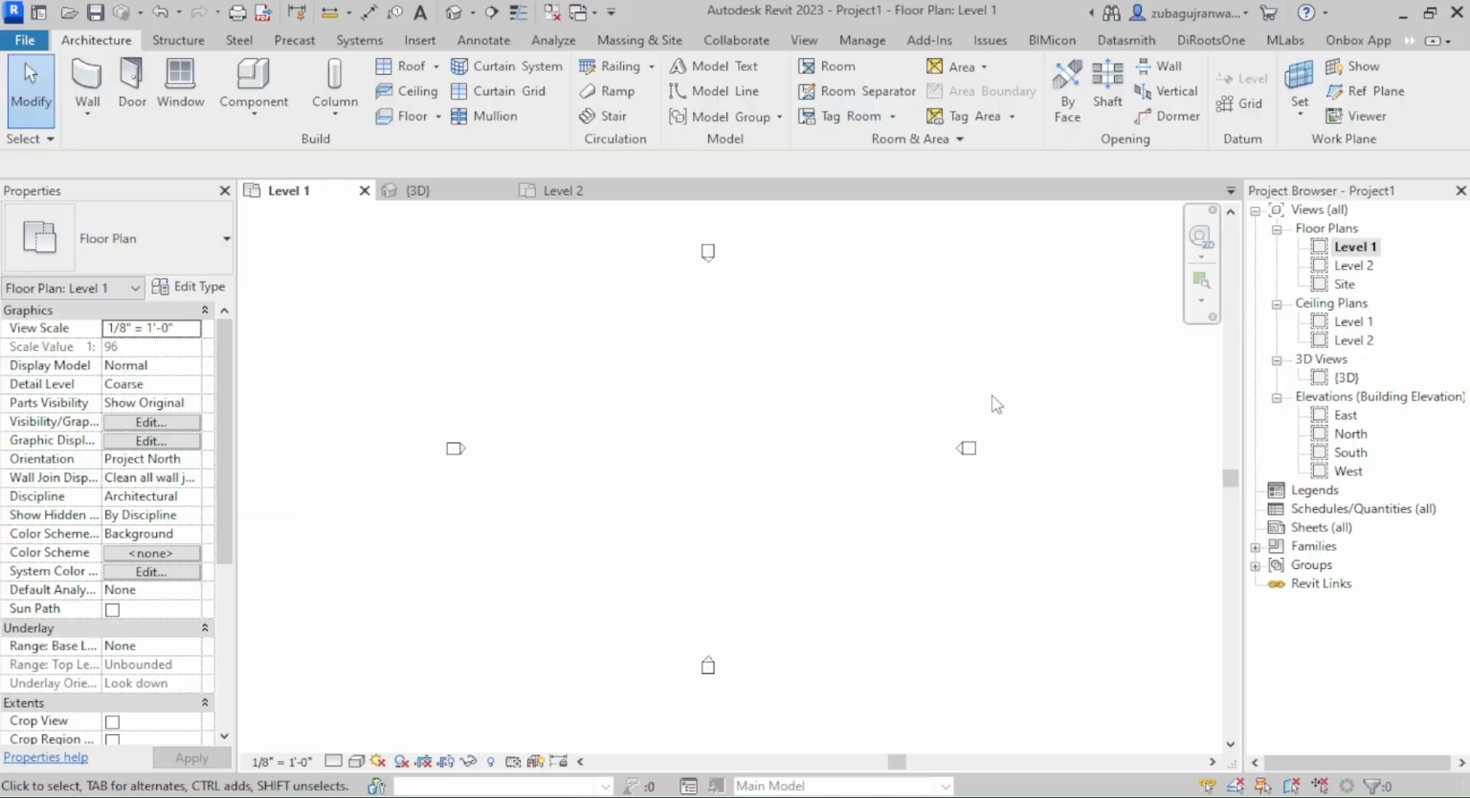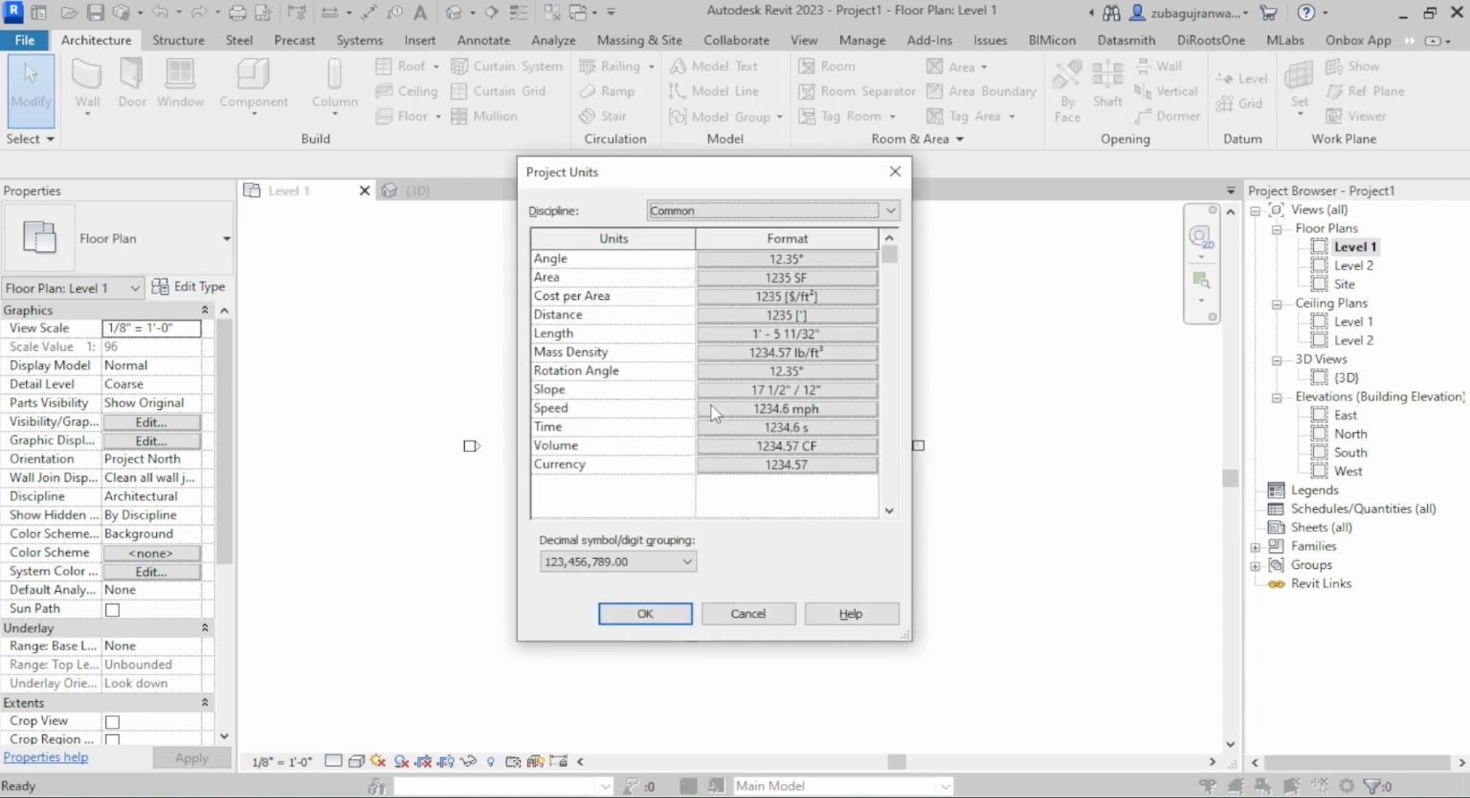So this tutorial is about the units in Revit. Firstly we check the units. Simply press UN. And then we can see there are different disciplines: energy, HVAC, infrastructure, piping and structure. Firstly we see common or architecture units.